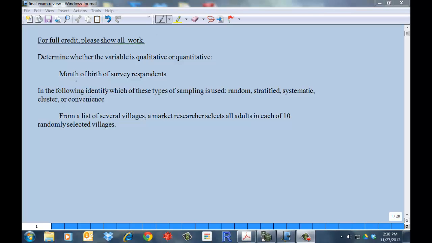So let's think about this first example here, month of birth of survey respondents. So month of birth would be a category because the survey respondent would answer January, February, March, so on and so forth, and this is a category. And again, it doesn't make sense to say something like January minus February is equal to 10, just like it doesn't make sense to say blue minus green is equal to 11. So the solution here for question number 1 would be qualitative.